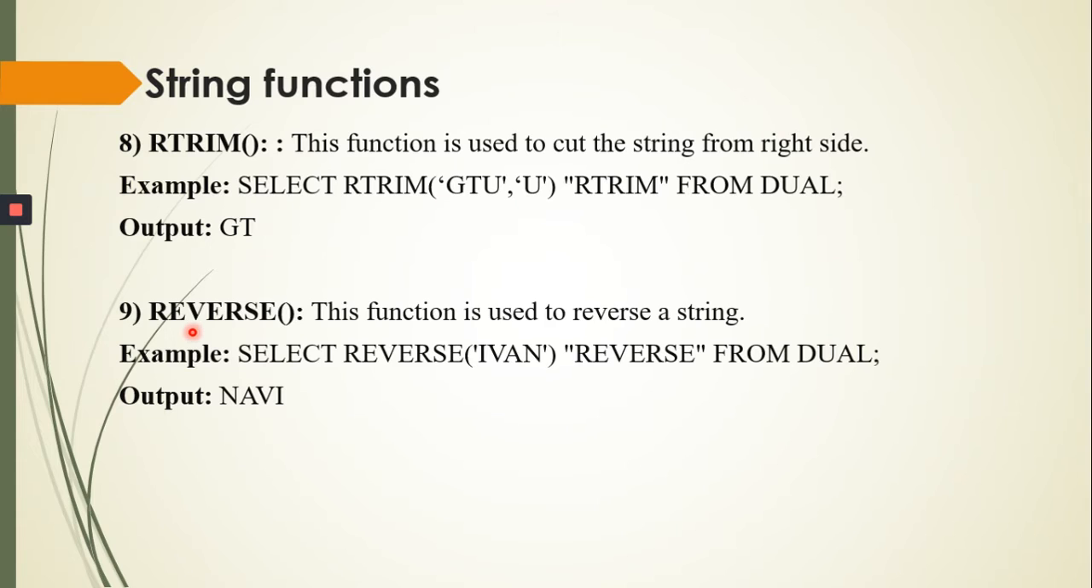Next is reverse. As the name suggests, this function is used to reverse the string. So select reverse. We are writing Navi reverse from dual. So reverse is IVAN, so our output will be IVAN. This is the functionality of the reverse function.